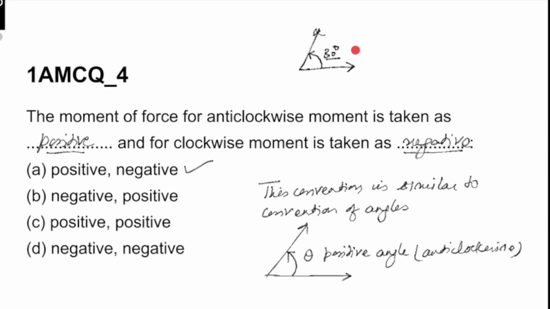So which direction are we taking? This is the anti-clockwise direction. A similar convention we use when we are talking about the moments of force. So if the turning effect is towards the anti-clockwise direction, we will say it is a positive one. If it goes clockwise, then we will say it is negative. So that is just a convention. So the answer will be A.